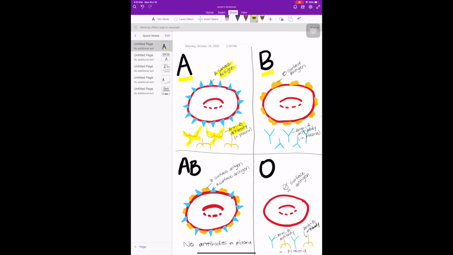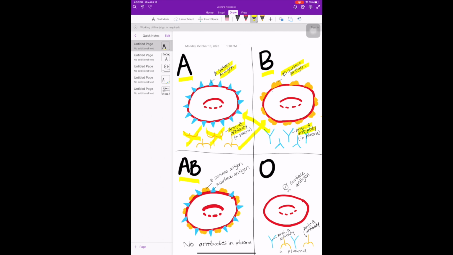Then B is a similar structure, but it has the B surface antigen on the outside, and it has the anti-A antibody in the plasma. So you notice these are meant to attack here, and these are meant to attack there. So you can't give somebody with an A blood type B blood or anything like that. But I'm going to get into who can receive and who can donate in the next slide.